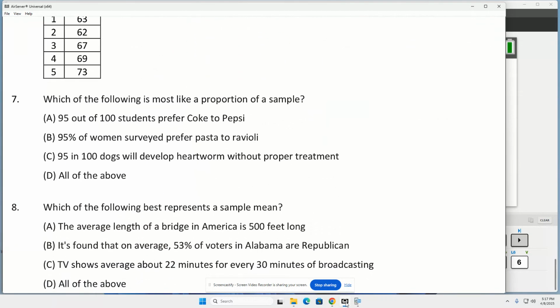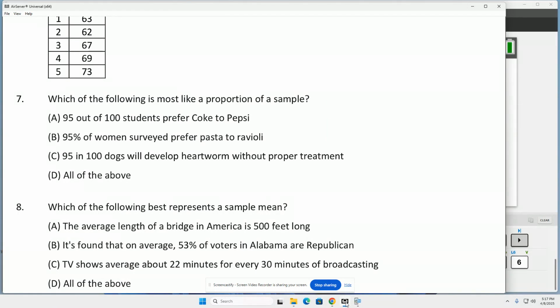Okay, moving along, number 7. Which of the following is most like a proportion of a sample? Again, we're looking for a fraction or we're looking for a percentage. So look at A. 95 out of 100. That's definitely a fraction. So that counts. Look at B. 95%. That's a percent. Definitely counts. C. 95 in 100. Again, that's another fraction. So sure enough, all of the above. So we can erase all but D. D is our answer. Okay?